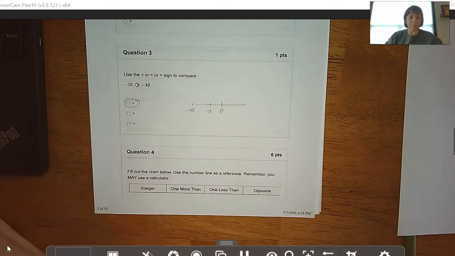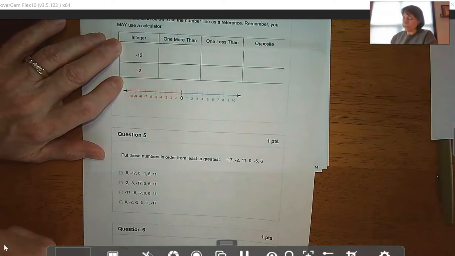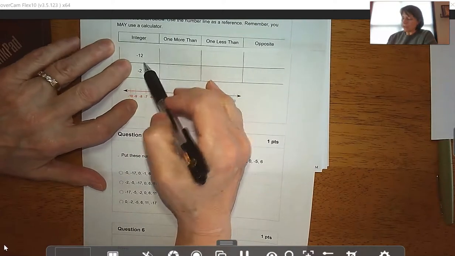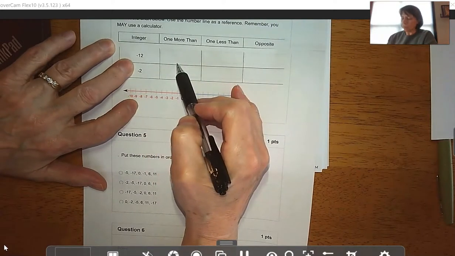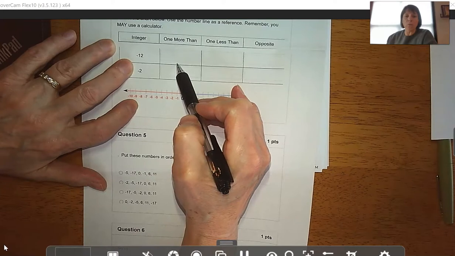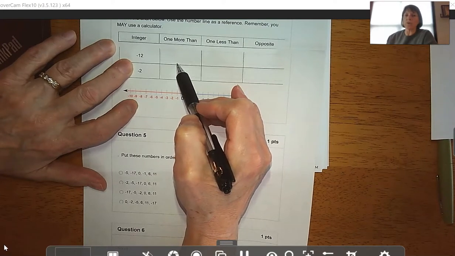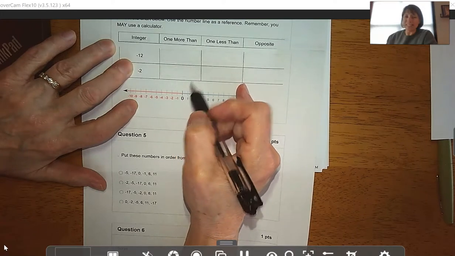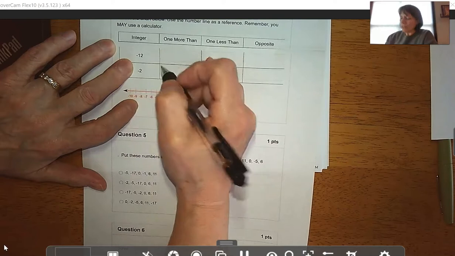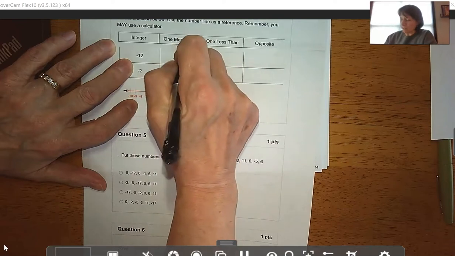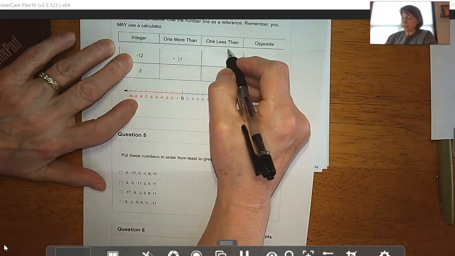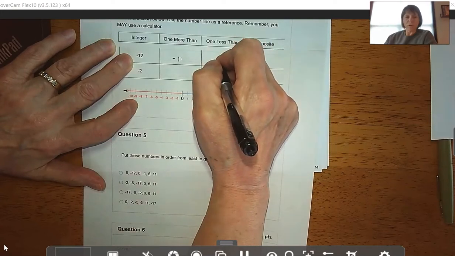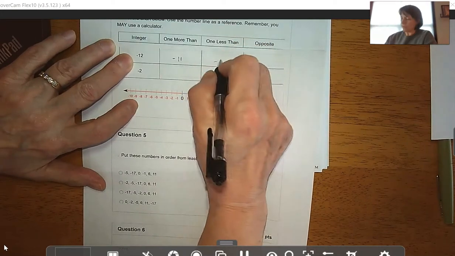All right, for question 4, we're going to fill in this chart. So the integer is -12. We want one more than that. In other words, we're adding 1 to -12. Remember, you can use your calculator on this section, so go ahead and use that. Take advantage of that. All right, so -12 plus 1 is -11. So be careful there. 1 less than -12, -12 minus 1 would be -13.